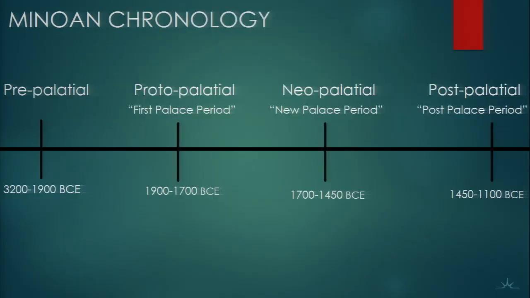Archaeologists have subdivided the Minoans' timeline into 4 separate periods. First is the pre-palatial period from 3200 to 1900 BCE, and then the proto-palatial period, or the first palace period, from 1900 to 1700 BCE, the Neopalatial period, the new palace period, 1700 to 1450 BCE, and the post-palatial period, from 1450 to 1100 BCE.